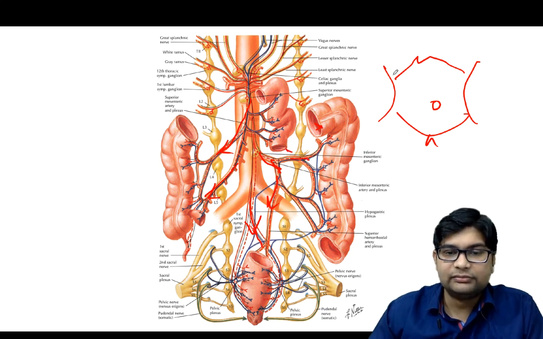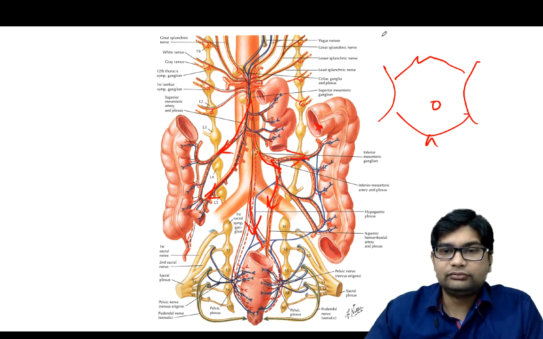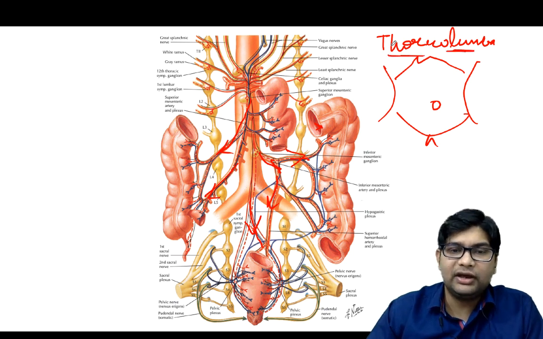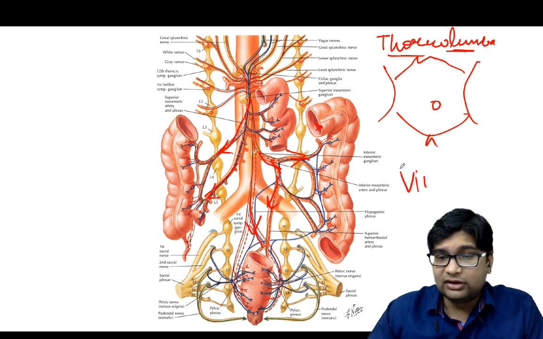visceral nervous system. From the thoracolumbar outflow, the thoracic nerves and the lumbar nerves supply the pain fibers to these viscera. This is known as visceral innervation.